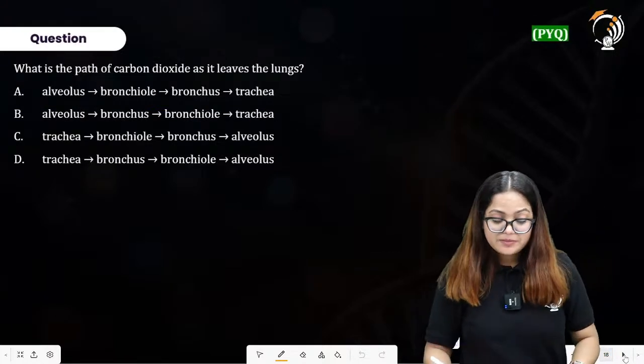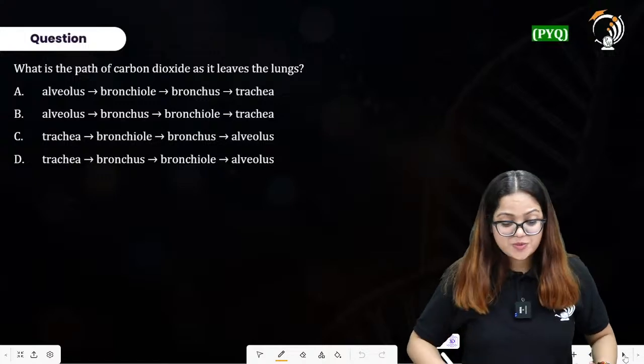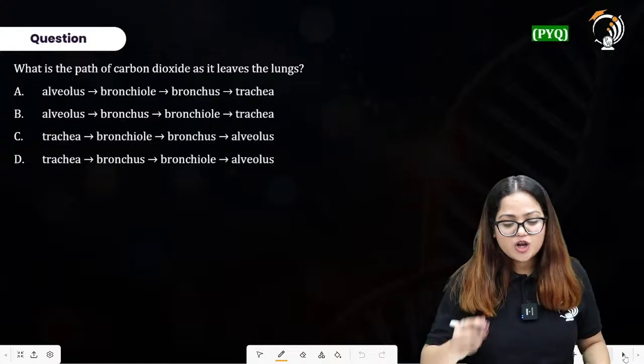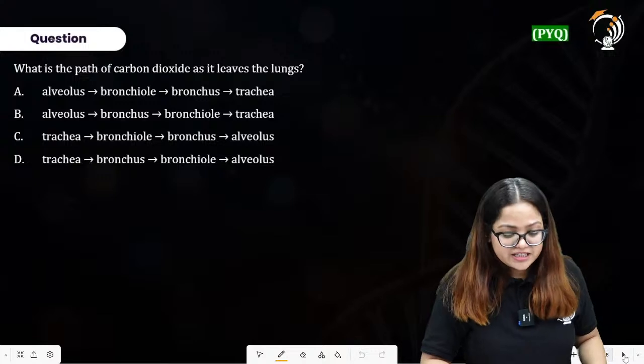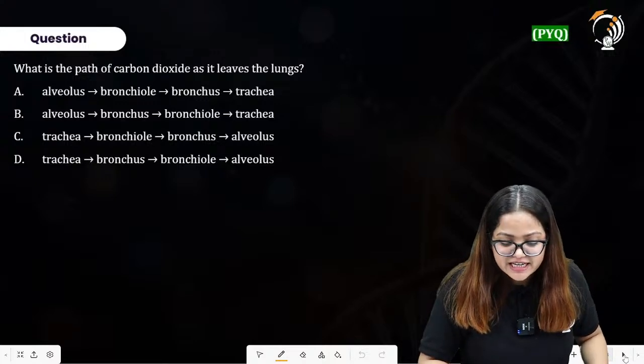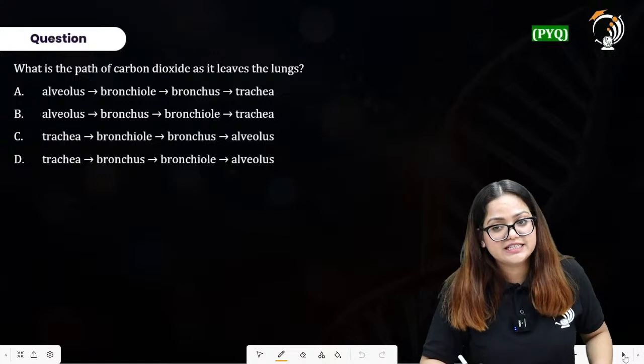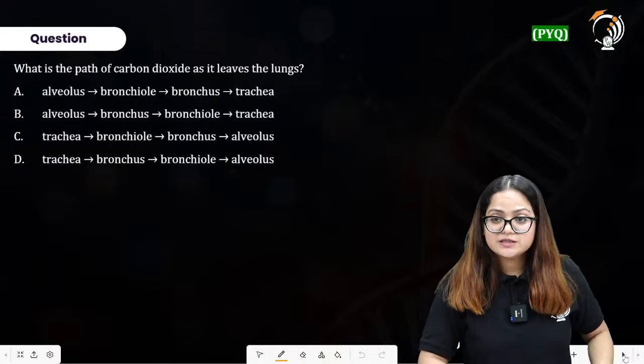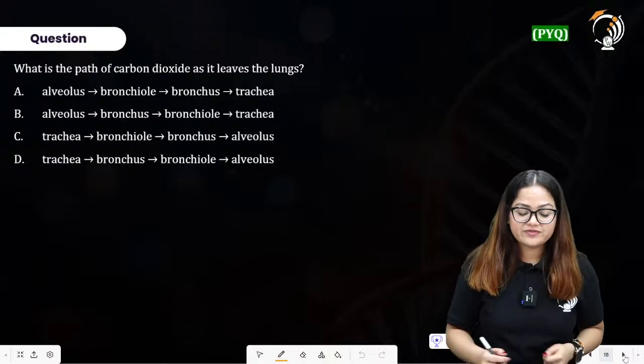Now, since we completed this particular topic, there is one question related to that. Try to solve it and let me know in the comments whether you got the answer or not. What is the path of carbon dioxide as it leaves the lungs? You can easily tell this. Try to answer. We will wait for a few seconds.